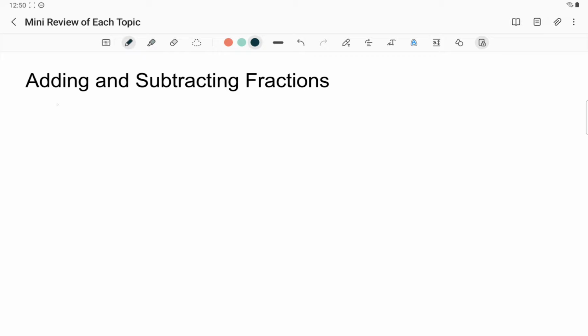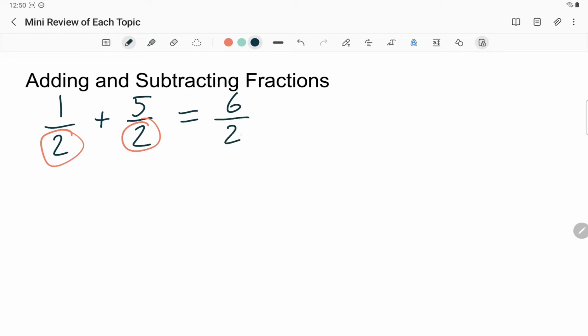Adding and subtracting fractions. So what if you had something like 1 over 2 plus 5 over 2? Well, the key for adding and subtracting is if you ever want to add or subtract, you must have the same denominator. In this case, if you have the same denominator, you can simply just add the numerators. So 1 and 5 is just 6 over 2. And then in the end, since you have a fraction, always reduce that. So 6 over 2 is the same as just 3.